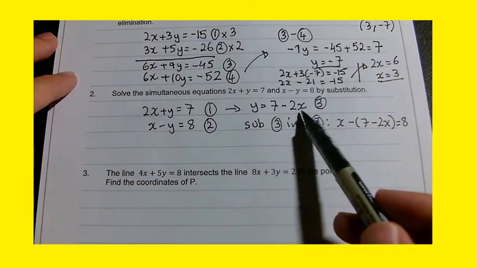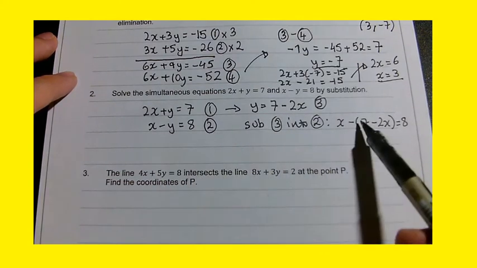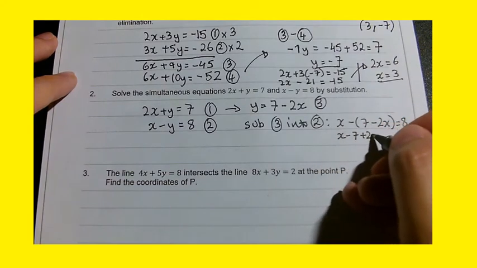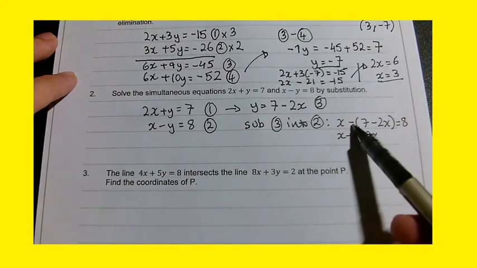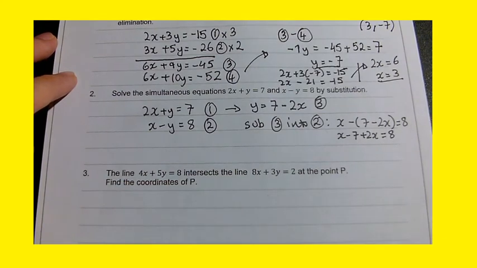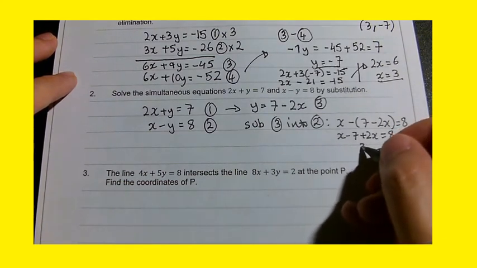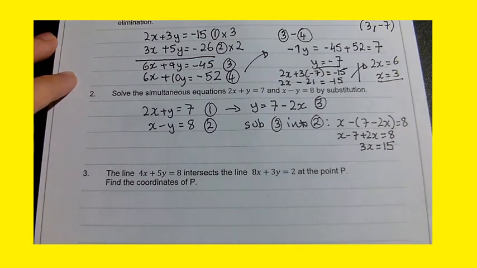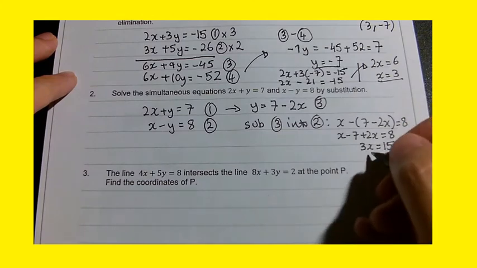I'm substituting 7 minus 2x and it's minus y, so I'm putting brackets around it, and when I put brackets around, the minus is on the outside, it affects like this. I get 3x equals 15, and therefore x is equal to 5.